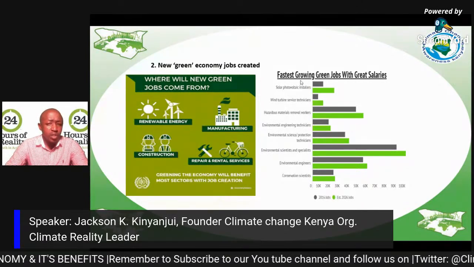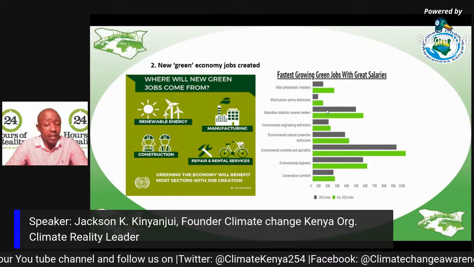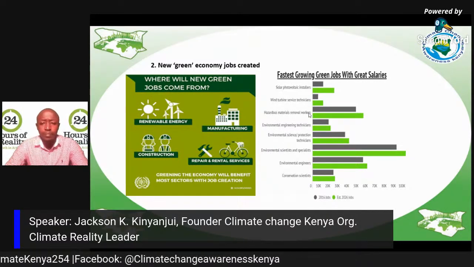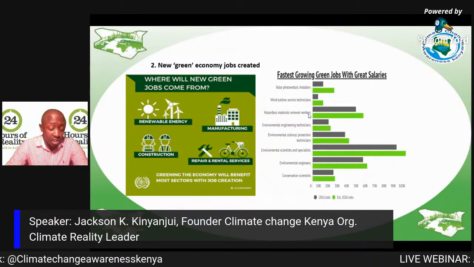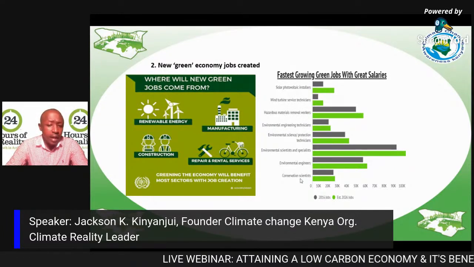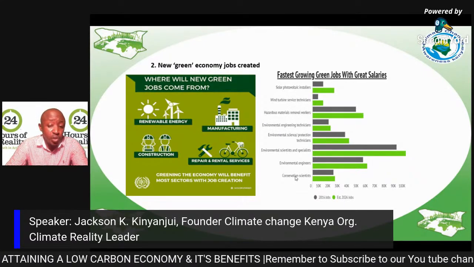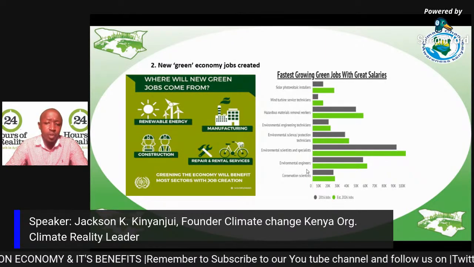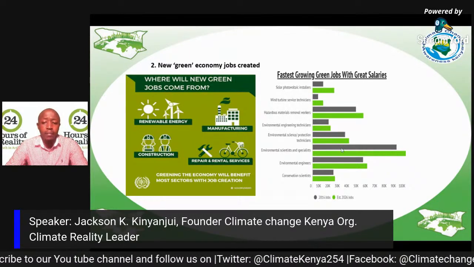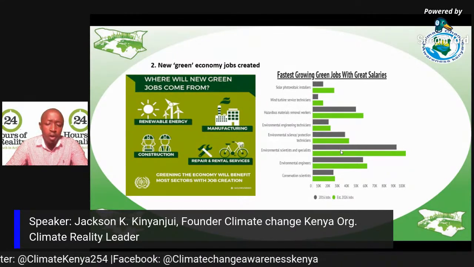They are saying that the fastest growing green jobs with the greatest salaries are, from the slide on your left, the solar photovoltaic installers, wind turbine service technicians. We're talking about the hazardous materials removal workers, all this. And the last you have is the conservation scientists. That is me and you, being able to give advice to these investors on which path to follow. So the jobs are there. Green economy equates to more than 1 billion jobs worldwide.